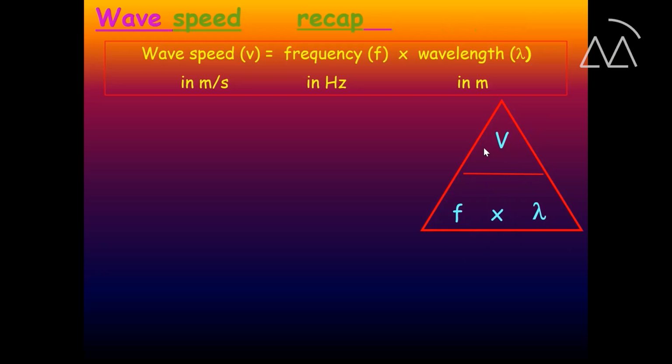To find anything from this triangle, the factor you need, you have to cover it. If you want to find frequency, cover the frequency, so the answer will be velocity over lambda. Consequently, lambda equals V over f.